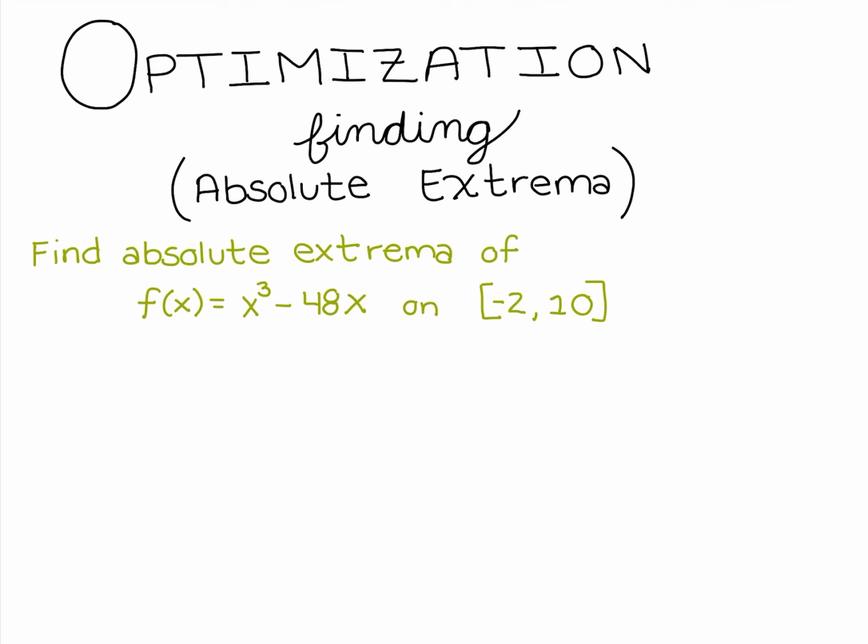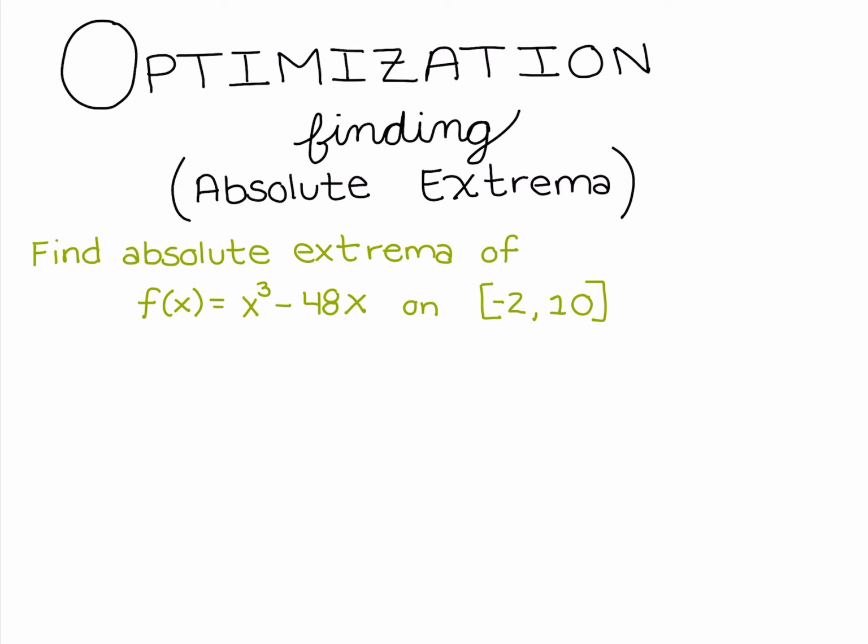Let's review optimization. Optimization is a fancy word for finding absolute max and absolute min. This can be done graphically, it could be done within a word problem in applications to real life, or it could be done in just a function. So before we even look at a function, let's look at this topic graphically.